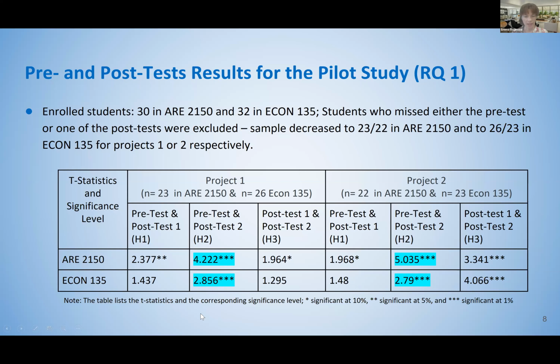Columns 3 and 6 show the results of the t-test for mean difference between the pre-test and post-test 2 scores. Please keep in mind that we had post-test 2 right after the completion of the project. The mean difference is also positive, and it's statistically significant at the 1% level, which provides evidence that lecture and hands-on activities indeed improved student learning.